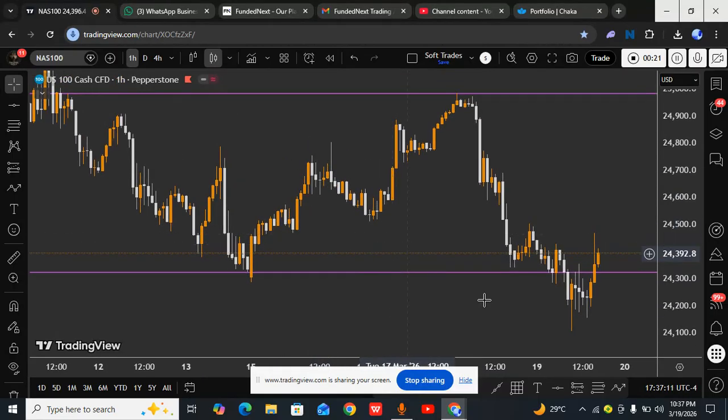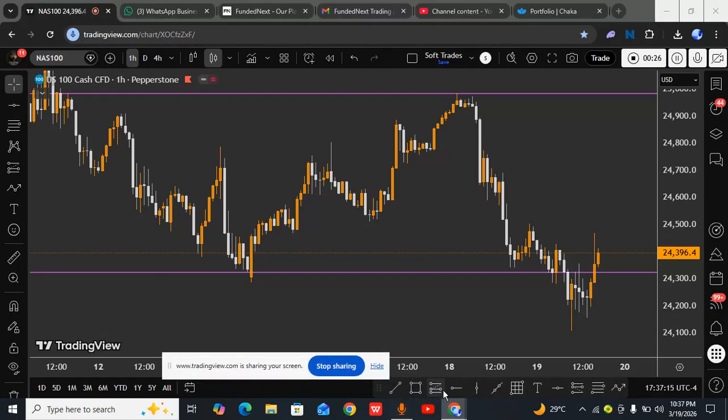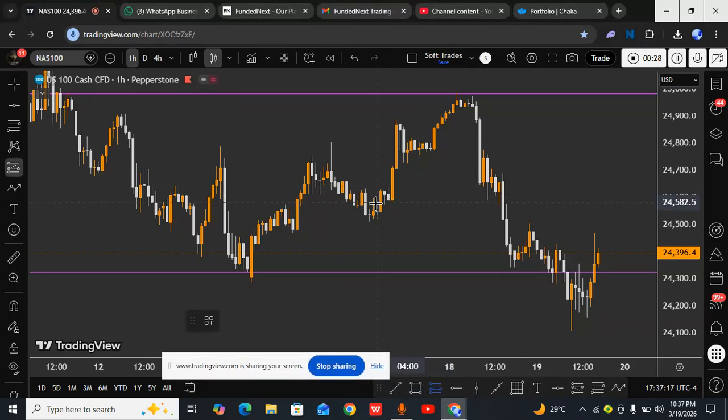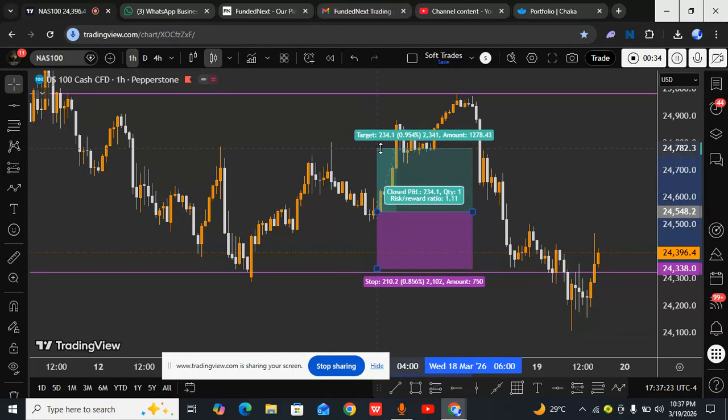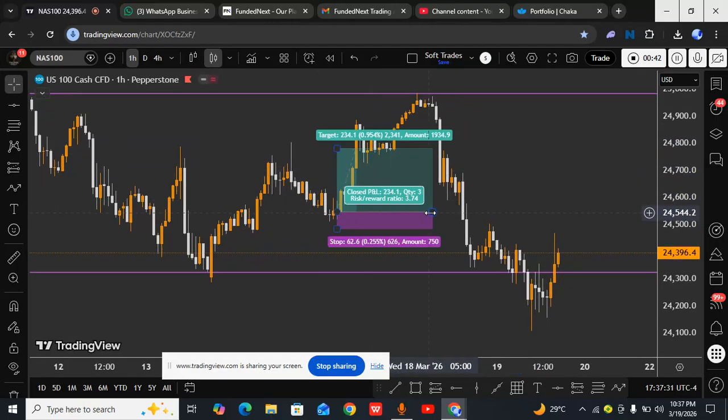So the very first one is the one we took two days ago, somewhere around this area. The trade went all the way, and we closed our trade around this area. It was, I think, a 1 to 4, 1 to 3 trade.